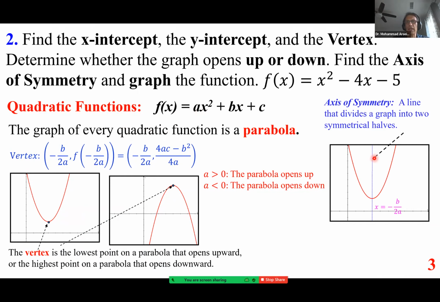This is called the axis of symmetry, which has the equation x equals minus b over 2a. In other words, when you find the vertex and you write x equals that, that is the axis of symmetry. It's a line that divides the graph into 2 symmetrical halves.